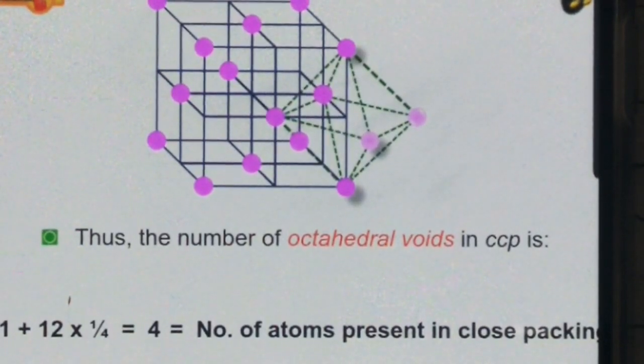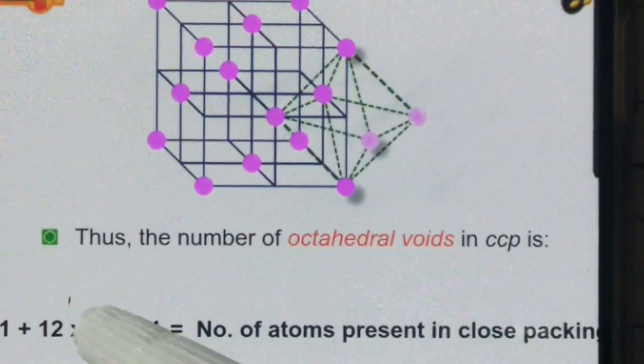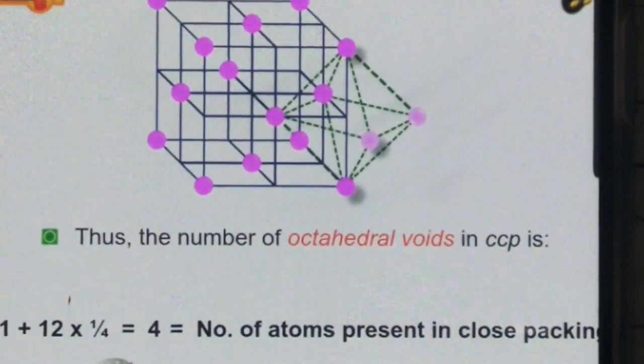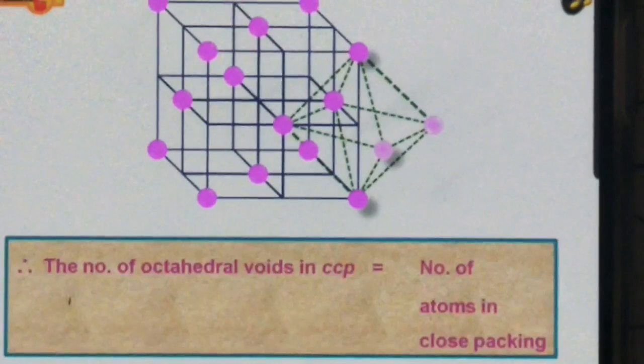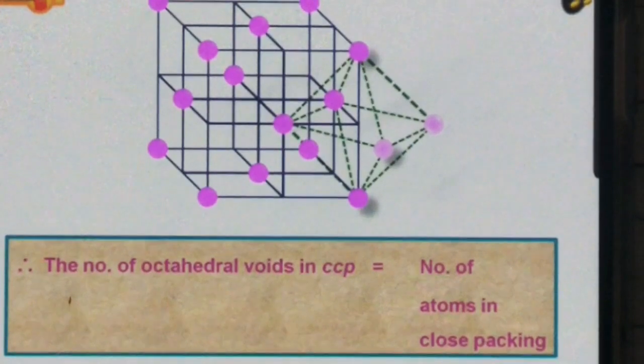So actually, 12 multiplied by 1 by 4. So what is 12 here? 6 is surrounded and 12 is the edges, so 12 multiplied by 1 by 4 is 3, and 1 at the body center. So 3 plus 1 will be equal to 4. So the number of atoms present in a close packing structure is equal to 4. So octahedral void is equal to 4 and tetrahedral void is equal to 8. The number of octahedral voids in CCP is equal to the number of atoms in close packing.